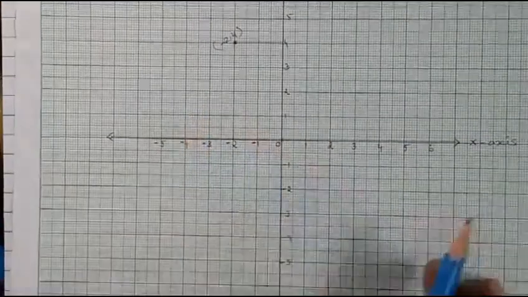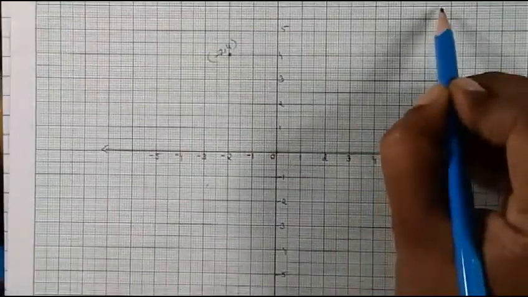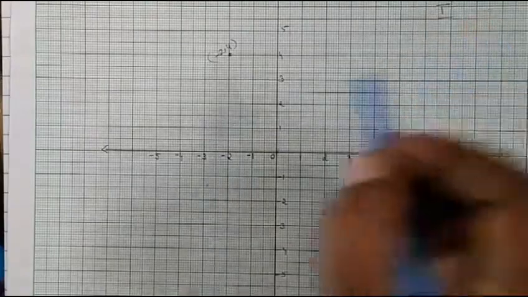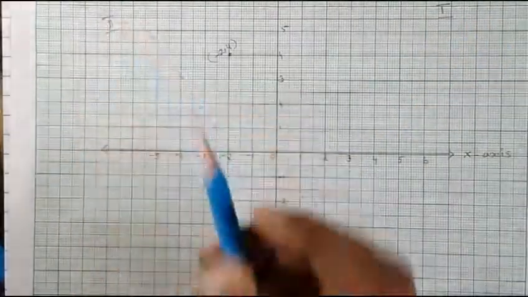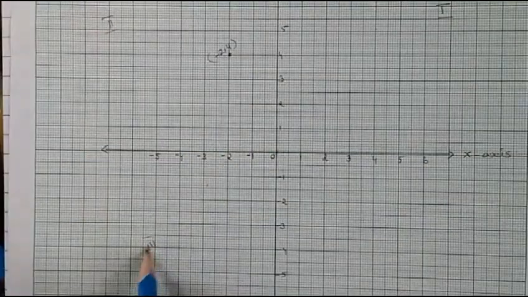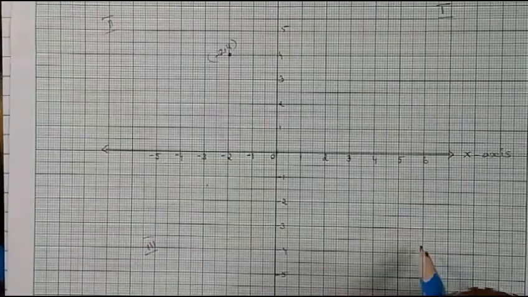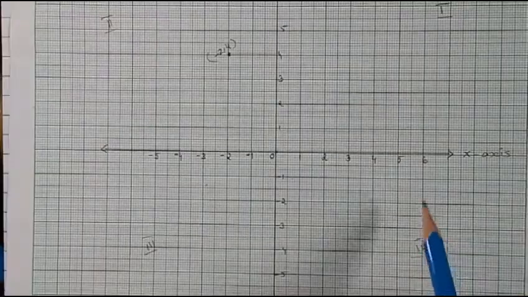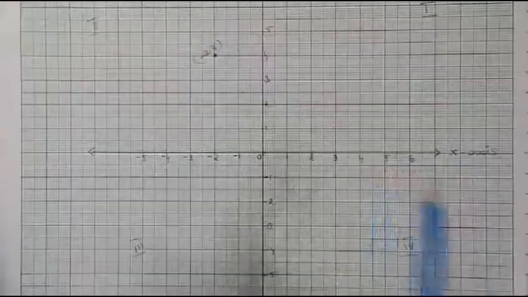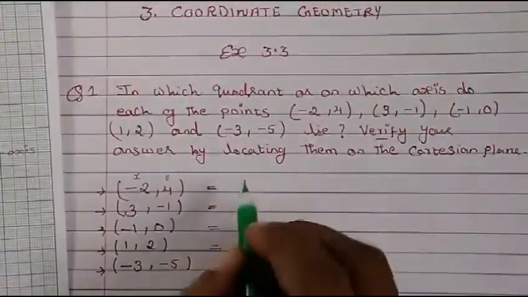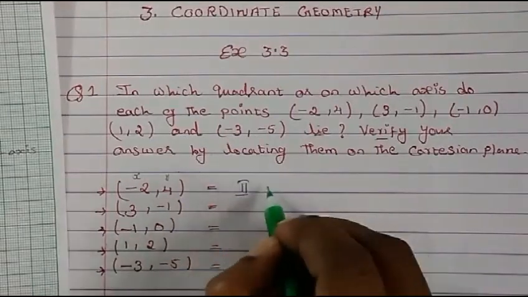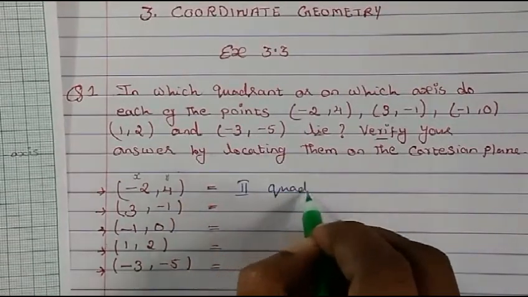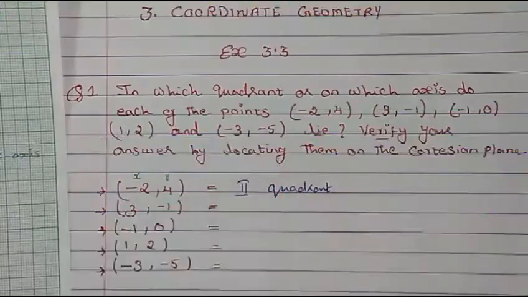So this is which quadrant? We know the quadrants, right? So start from here. This is quadrant 1. This is quadrant 2. This is quadrant 3. And this is quadrant 4. So the first point lies on which quadrant? That is the second quadrant. So you will write down here: this is on the second quadrant.